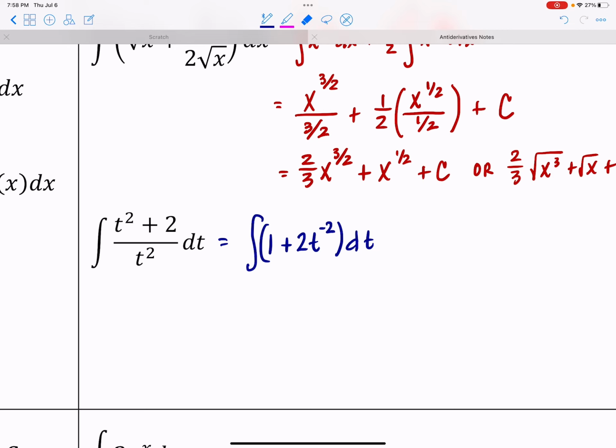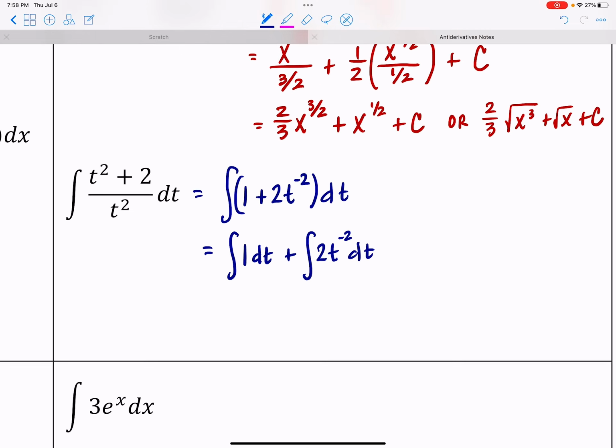And again, I can separate this out. So I can make this the integral of 1 dt plus the integral of 2t to the negative 2 dt, and now integrate each one of these separately. So the integral of a constant is going to be linear, so it's going to be 1t plus over here, actually I could have written this out here. Let me just move that.